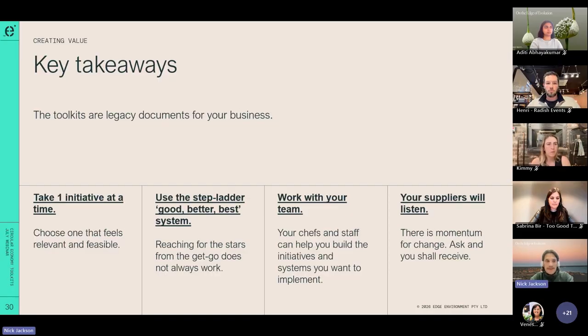So, key takeaways. As mentioned, the toolkits are legacy documents. You can download them on the Restaurant and Catering Association website. There are 4 of them and they're all free to use. And just a reminder, take one initiative at a time, choose one that feels relevant and feasible, and choose the right toolkit for you and where your business is at in terms of its sustainability and circular economy journey.